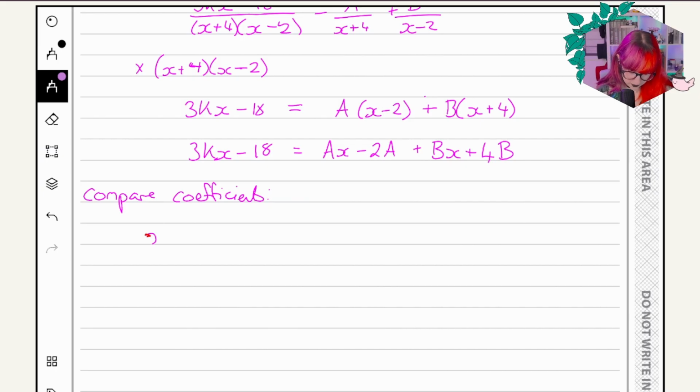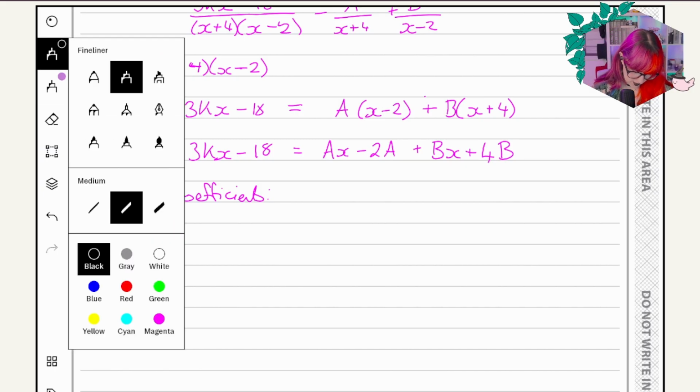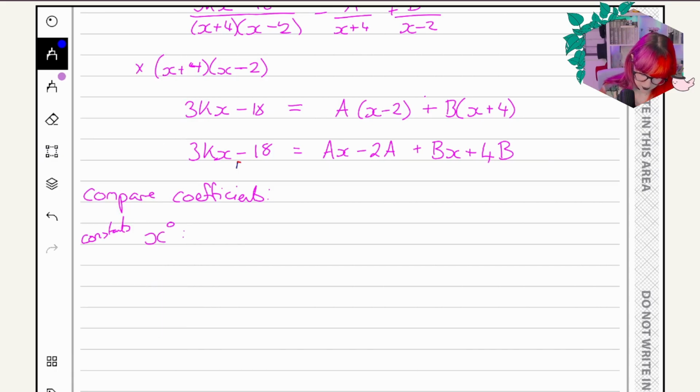And what that means is we start by looking at x to the naught. Okay, so constants. Or terms that have no x in them at all in the expression. So the terms that have no x are, I need like a third color, blue. So the terms that have no x on this side is minus 18. And then this ax has an x in it, so we have the 2a, bx has an x in it, and we have the 4b.